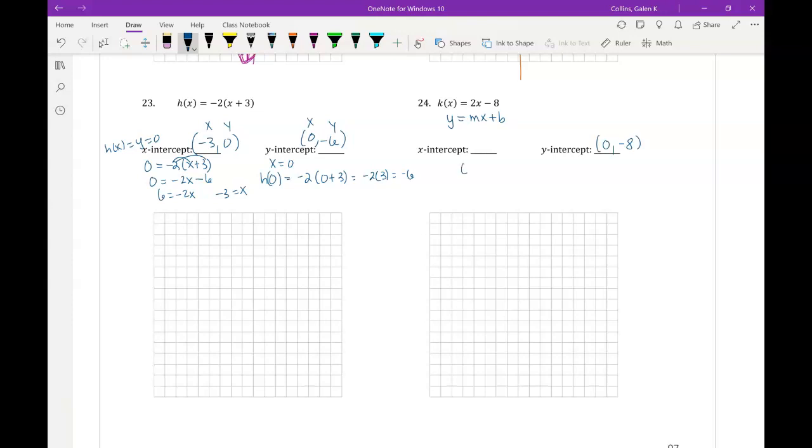My x-intercept I would still get by setting this equal to 0. I'm going to add 8 on both sides, divide both sides by 2. Oops, shouldn't put an equal sign there. I get 4 equals x. So 4, 0 is my x-intercept. Again, I'm not going to graph those two linear equations, but it would help to graph them.